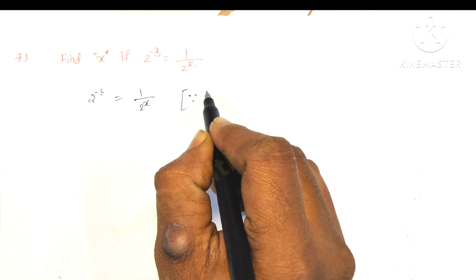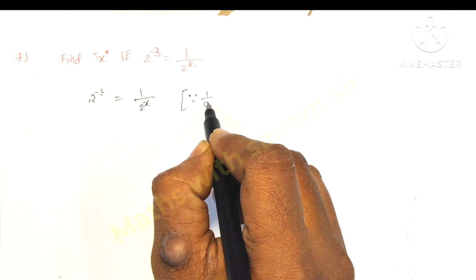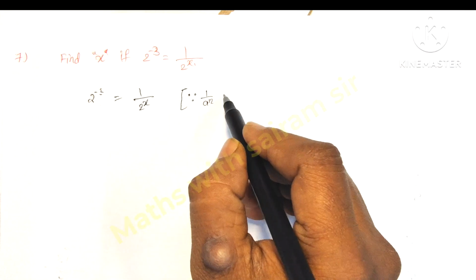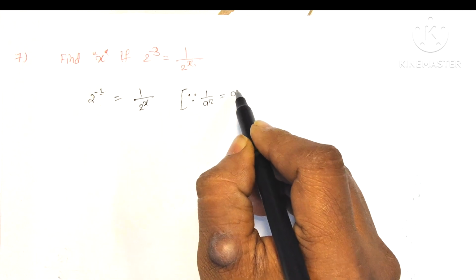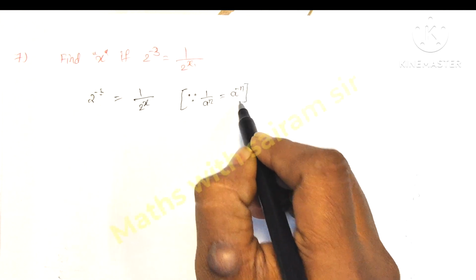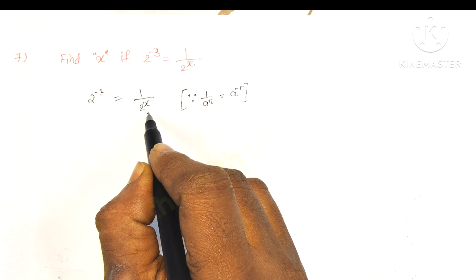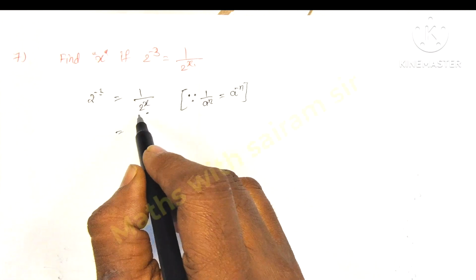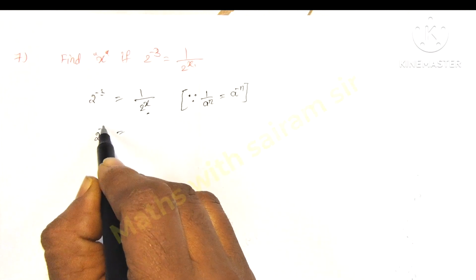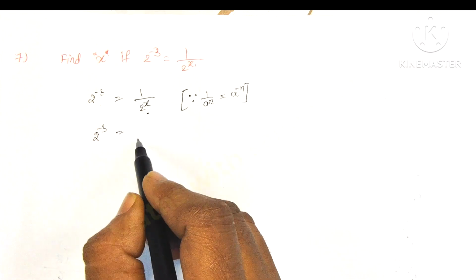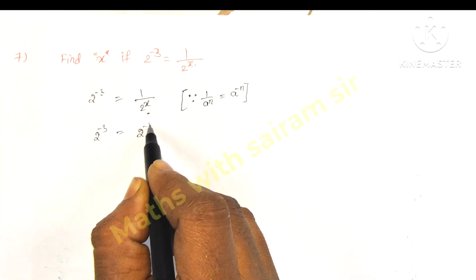What is that formula? That is, if 1 by a to the power of n is given to us, this can be written as a to the power of minus n. By using this formula, I can write 1 by 2 to the power of x as 2 to the power of minus x.